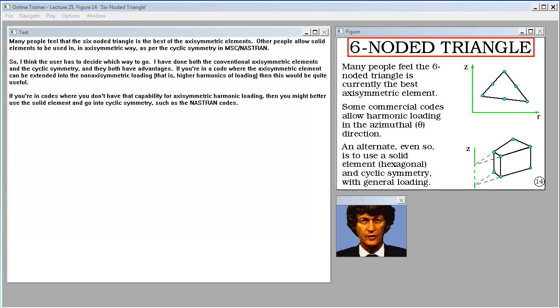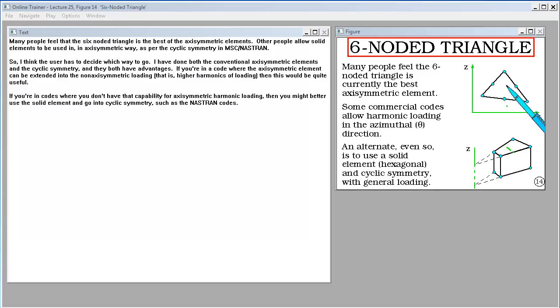Many people feel that the six-noded triangle is the best of the axisymmetric elements. Other people allow solid elements to be used in an axisymmetric way as per the cyclic symmetry in MSC Nastran. So I think the user has to decide which way to go. I have done both the conventional axisymmetric elements and the cyclic symmetry, and they both have advantages.